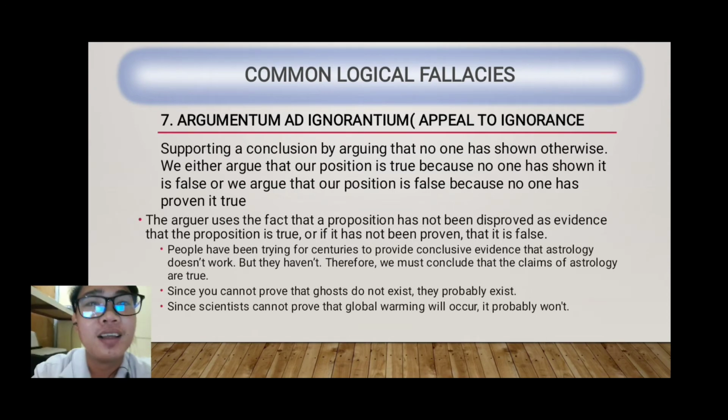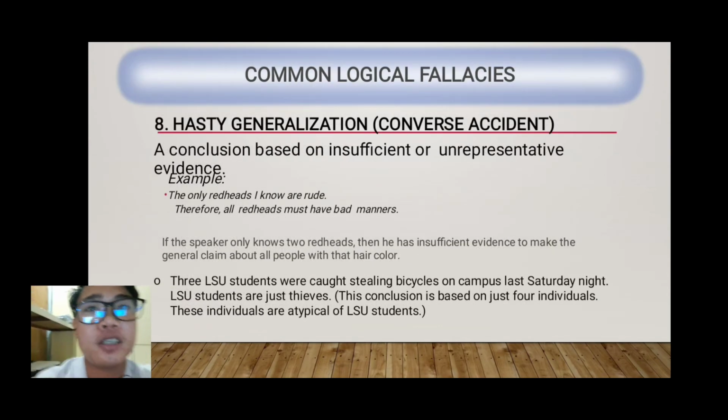Alright. Argumentum ad ignorantium. Number 8, hasty generalization, or what we call the converse accident. A conclusion based on insufficient or unrepresentative evidence. Let me give you an example. The only redheads I know are rude. Therefore, all redheads must have bad manners.